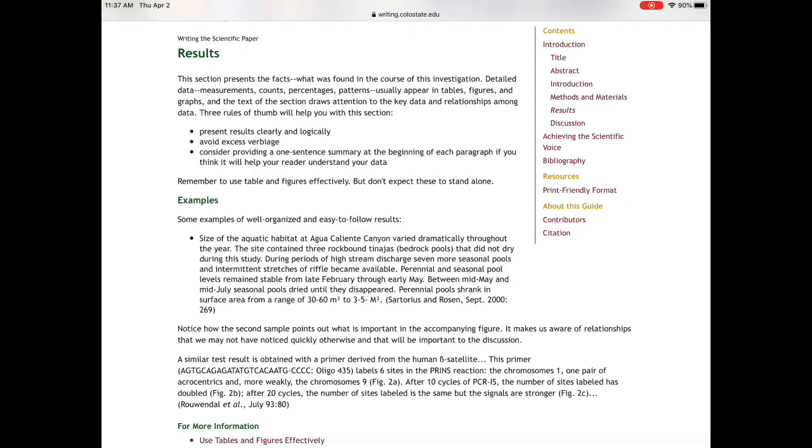So you want to make sure that this is only what happened. This is not why it happened. This is just what happened. Right? So it's usually a fairly short section. And again, it's not I saw, we saw, you saw. It is just the plants grew. The first week germination was noticed was week 2.